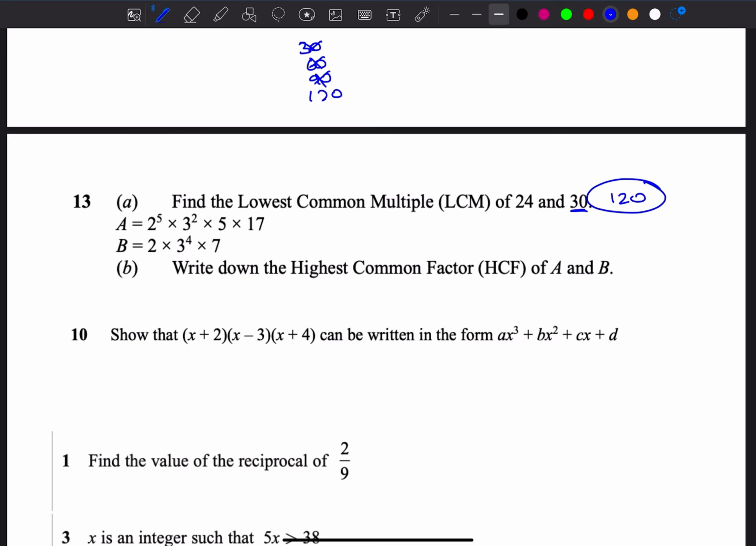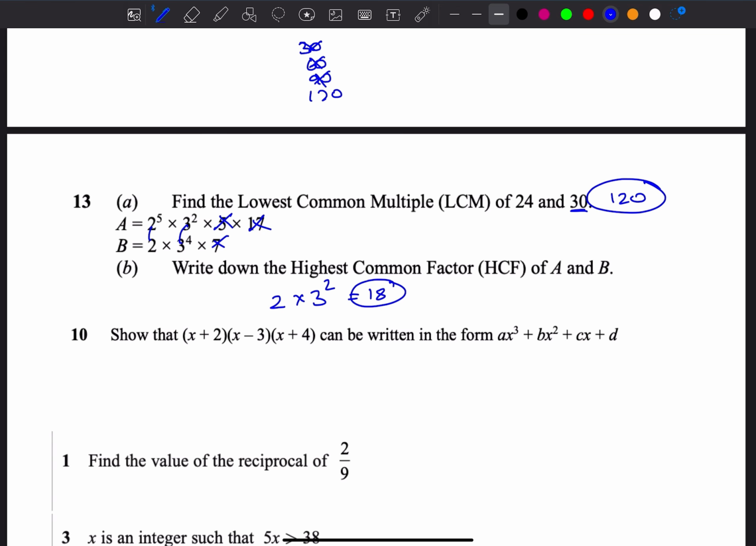Right, now the highest common factor for this one. When you want to do the highest common factor, always take the common numbers to the lowest power. 2 is common, 2 to the lowest power is 2. 3 is common, 3 to the lowest power is 2. 5 is not common, 7 is not common, 17 is not common. So it's 2 times 3 squared, where 3 squared is 9. 2 times 9 is 18. There you go, 18.